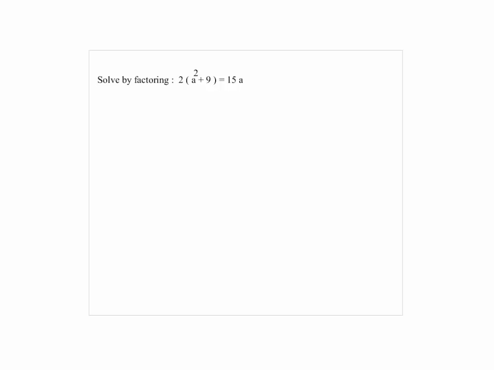Solve by factoring. Okay, we have some students online here. Let's see who can help us with the first step. Those of you with the microphone, you can go ahead and tell me what's the first step. Those of you who don't have a microphone, you can just type your response.